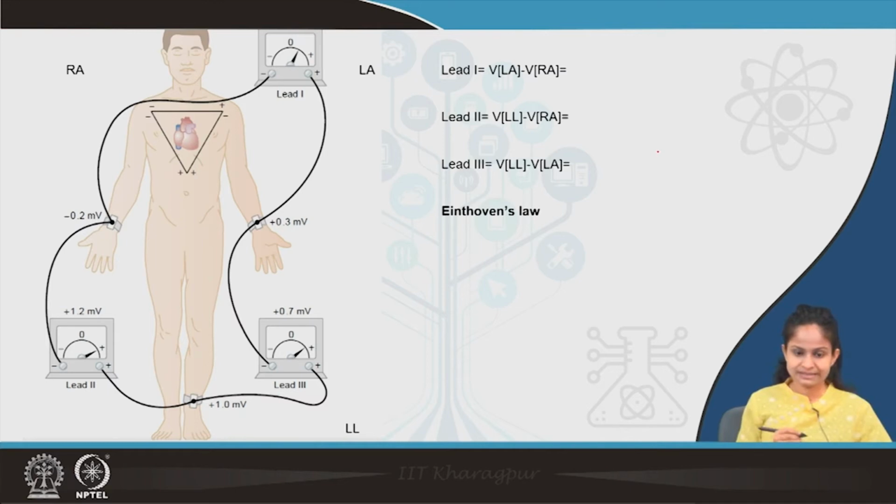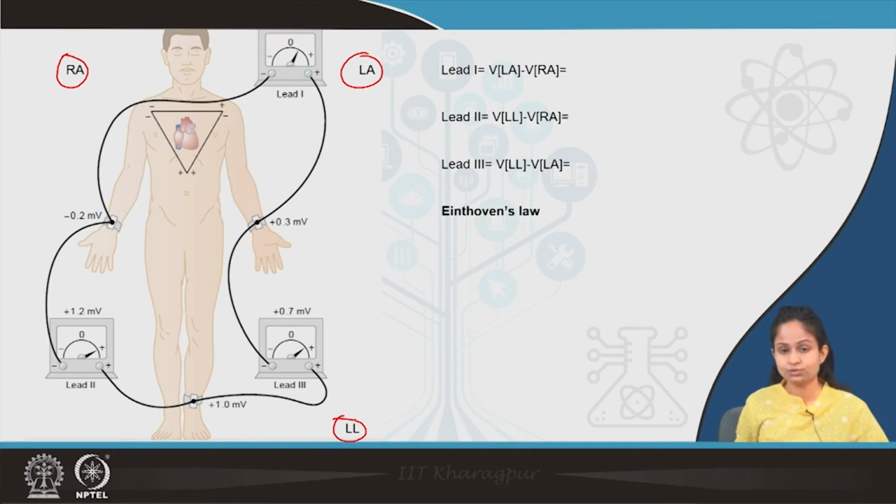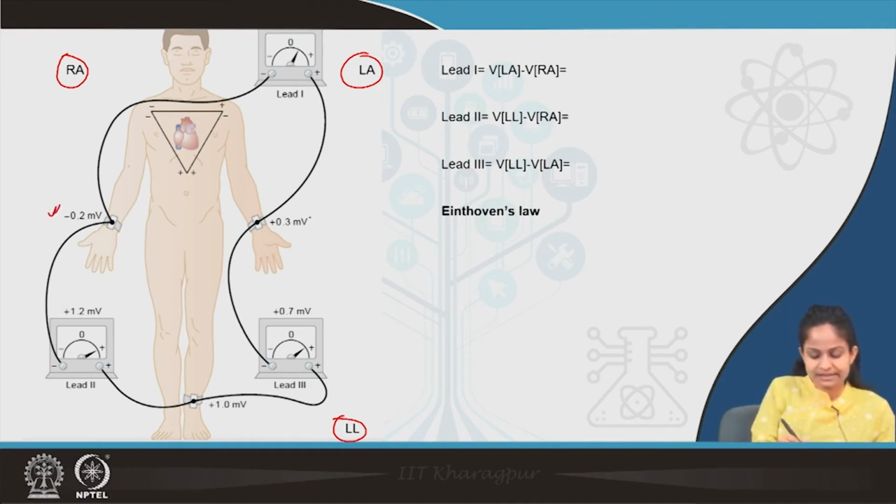Einthoven's law states that, we will take an example. Suppose the electrode measurements we have got: this is the right arm, this is the left arm, this is the left foot, and obviously the right foot has been grounded. The voltage measured at the right arm is minus 0.2, the voltage measured at the left arm is plus 0.3 and the voltage measured at the left leg is plus 1 millivolt. So, what will be the potential difference across all these 3 electrodes? That will constitute your 3 leads.